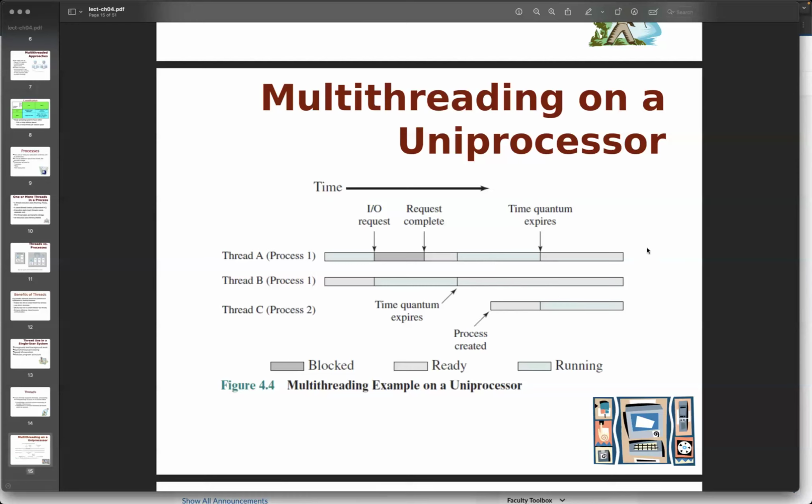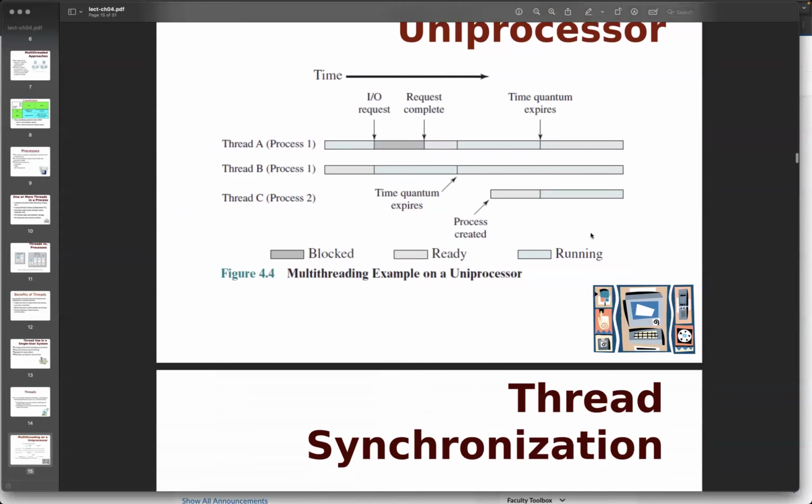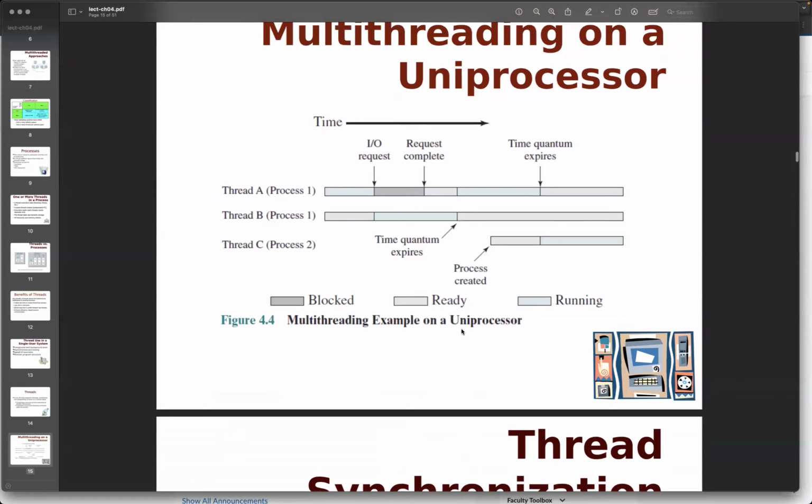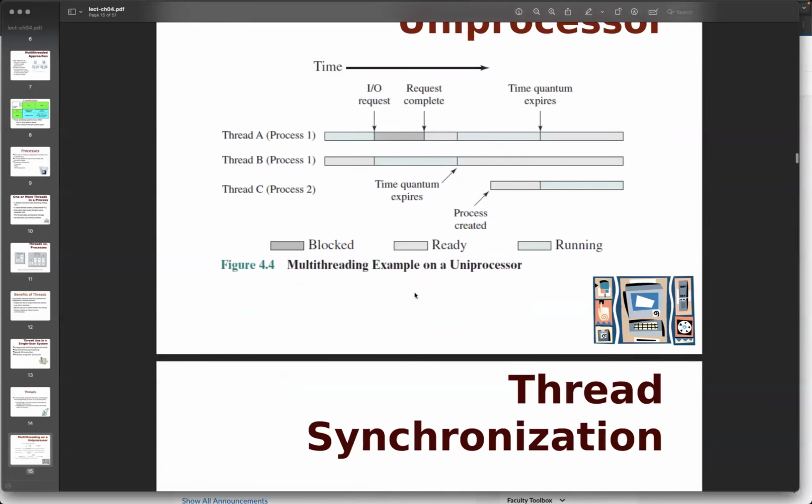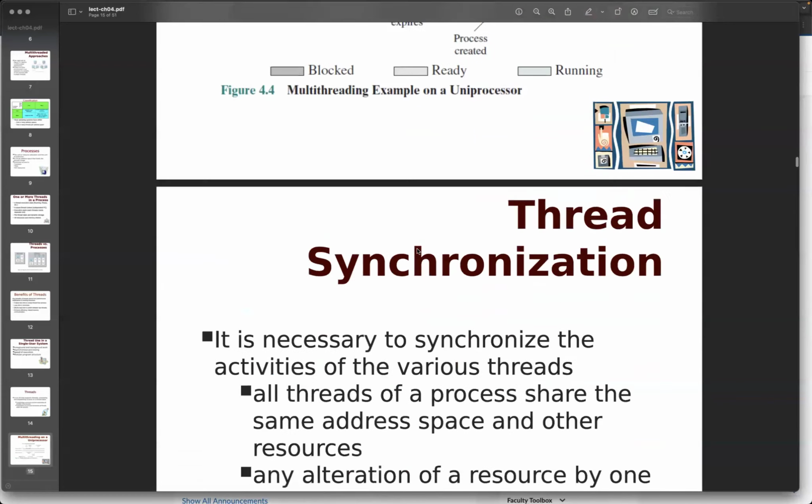Then maybe as time goes back, A is not yet complete. Depending on which mechanism we are using, maybe we'll go back to B, or something like A, B, C. Or let's say A is already complete, then we switch to B. This is a further topic, but for this graph, it's just letting you know how threads work on the uniprocessor.